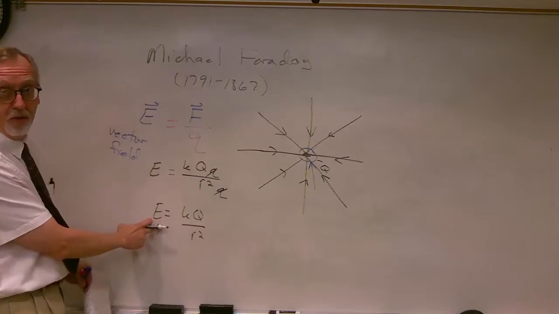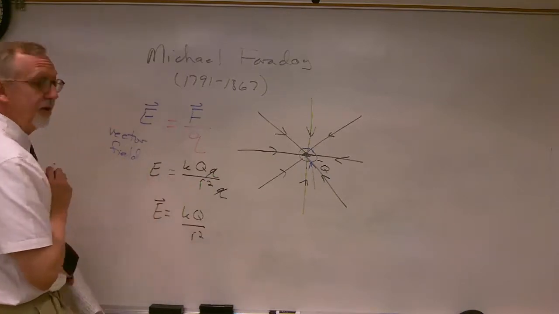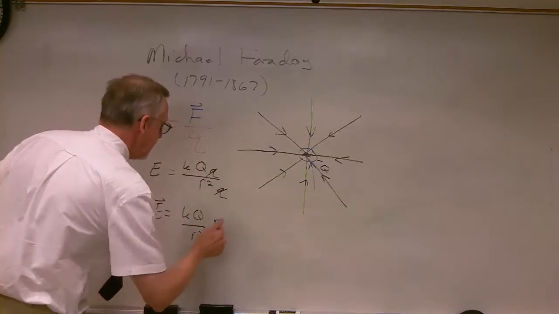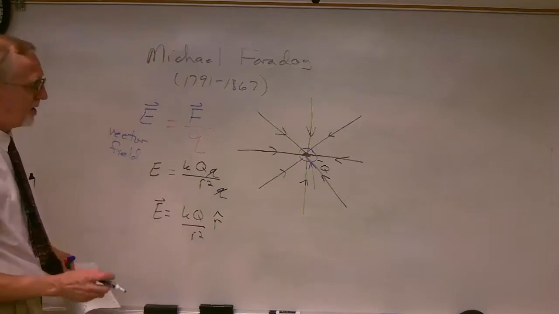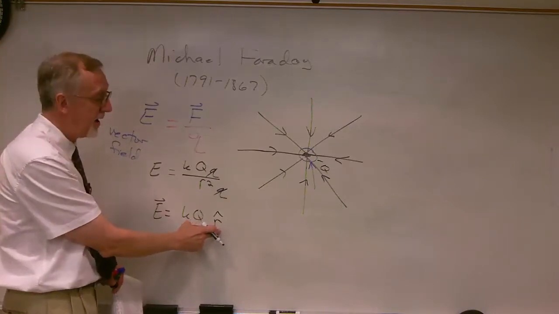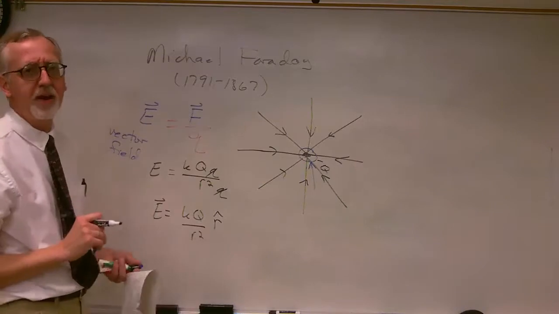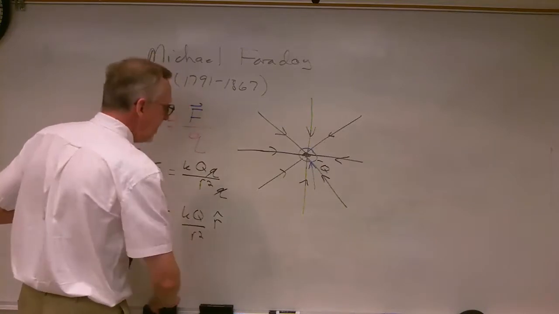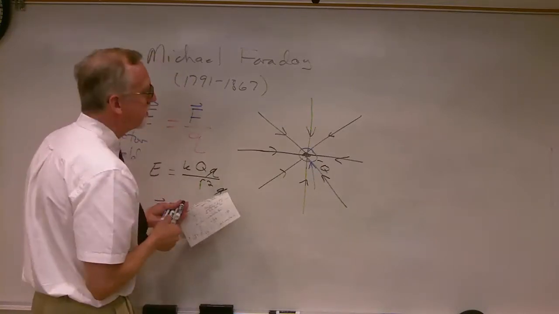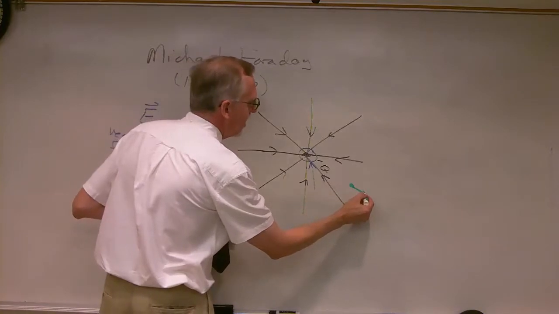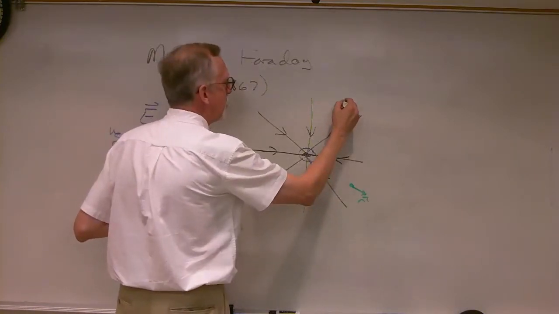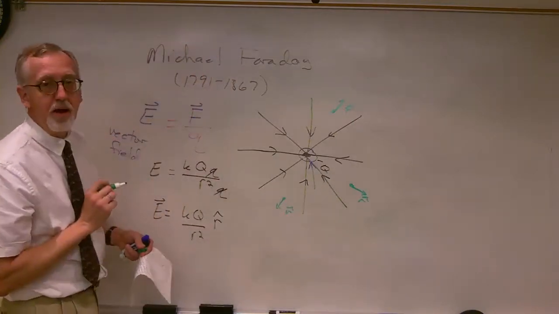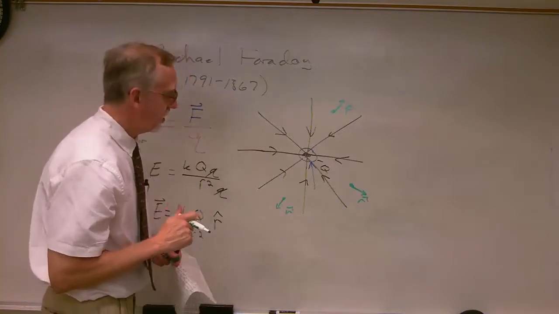We can turn this into a vector definition by saying the electric field vector is equal to this magnitude KQ over r squared times a unit vector r hat, where r hat is a different kind of unit vector than x hat, y hat, z hat. r hat always points away from the origin, no matter where you are, and it always has a magnitude of 1. That's why it's called a unit vector.